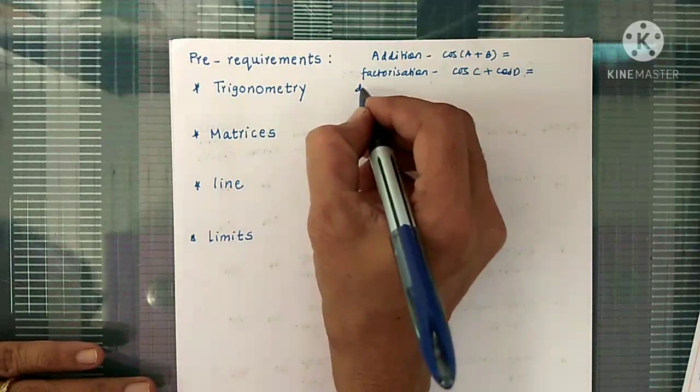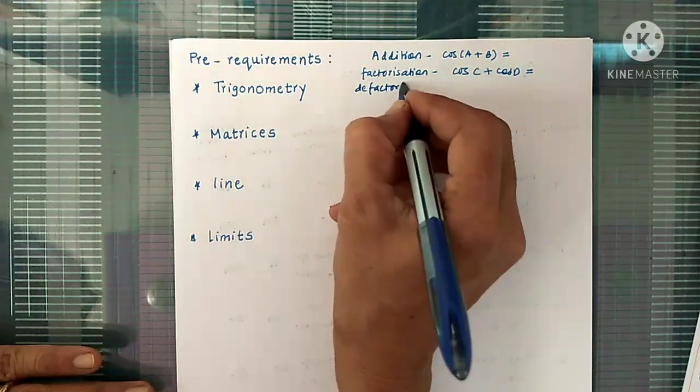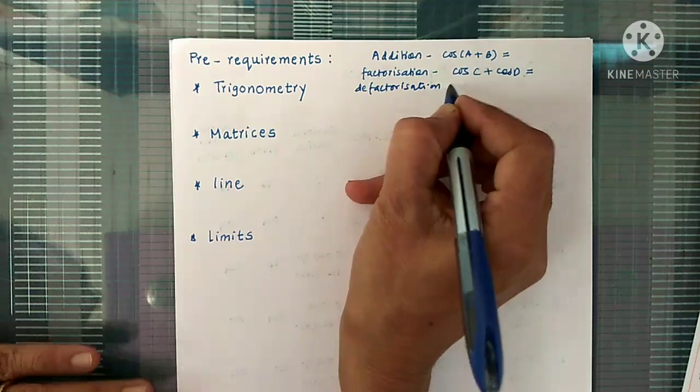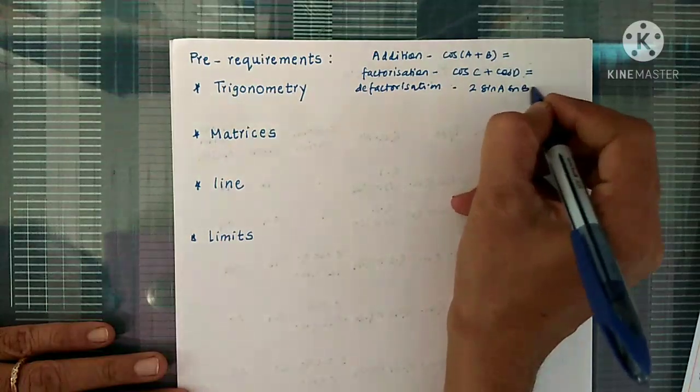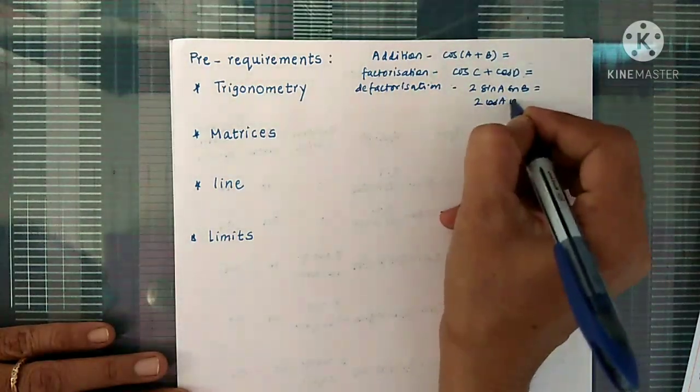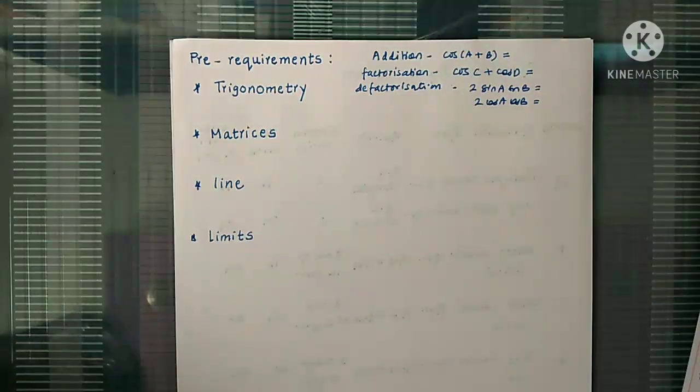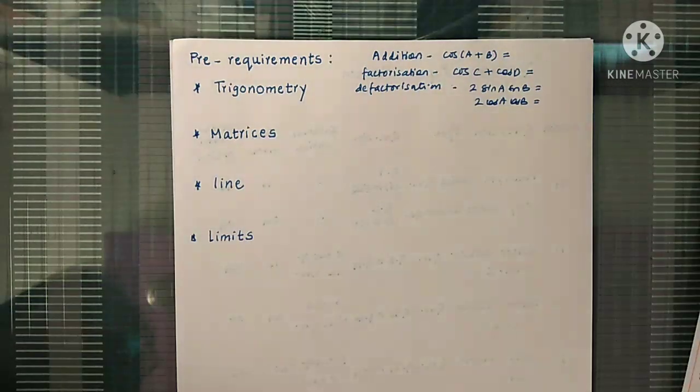Factorization, then we need defactorization also. Defactorization formulas. Which are those? Again we have 4 formulas here. 2 sin A sin B, 2 cos A cos B equals to. Defactorization means what? 2 sin A sin B, we can write it as cos of A minus B minus cos of A plus B. Similarly for 2 cos A cos B, write the right side. 2 sin A cos B and 2 cos A sin B. So we have 4 defactorization formulas and we need those defactorization formulas somewhere in due course.